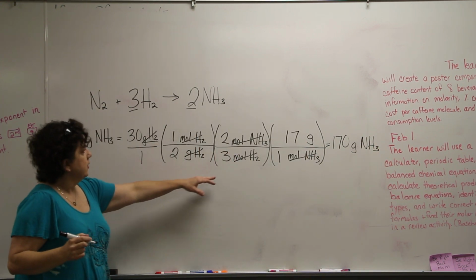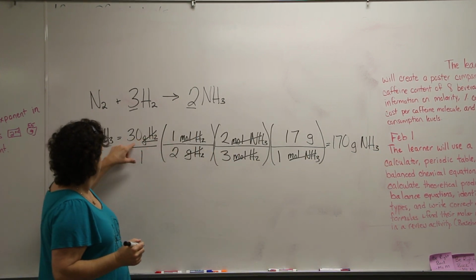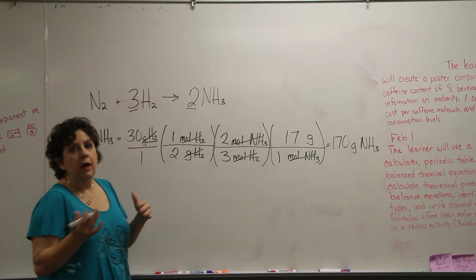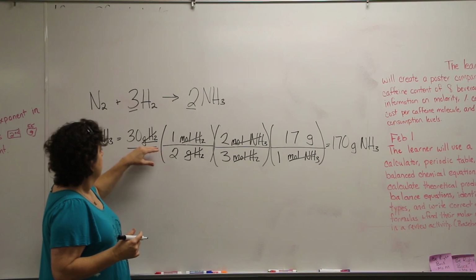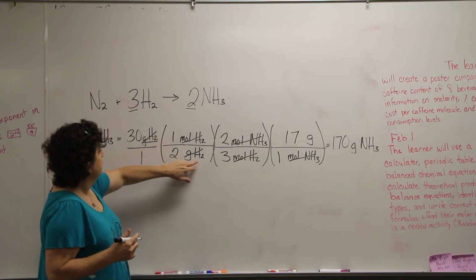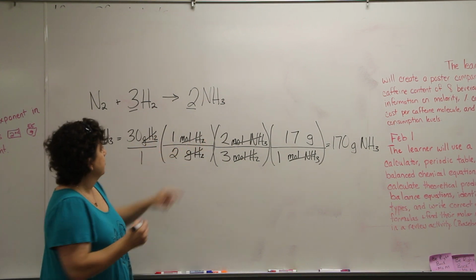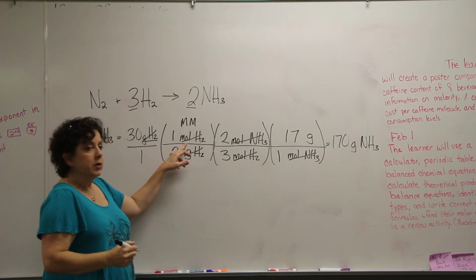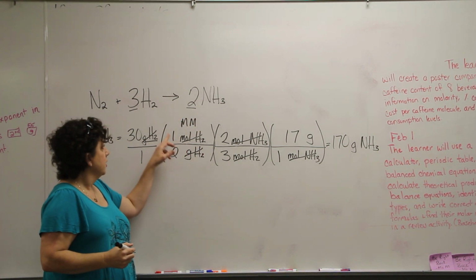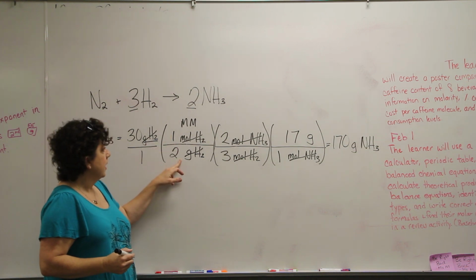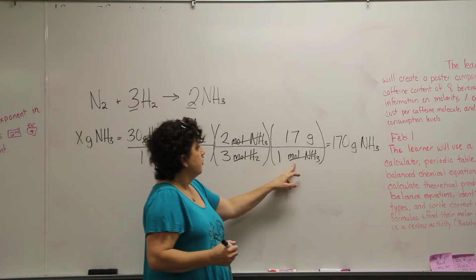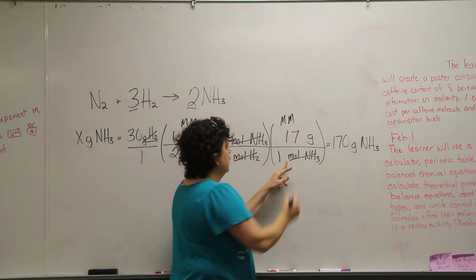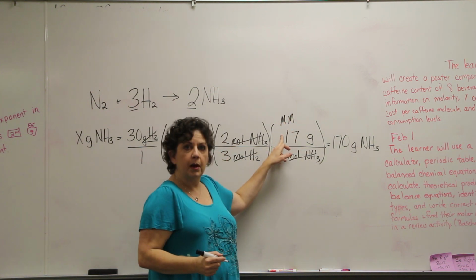Okay. So let's break this down a little bit. If we have grams of our given, our first step is to get from grams of that substance into moles of that substance. And for this one, we use the molar mass. And the number that we're associating with the mole is 1, because 1 mole of hydrogen is its molar mass. On the last step, we're using the molar mass also. 1 mole of our product is equal to its molar mass in grams.